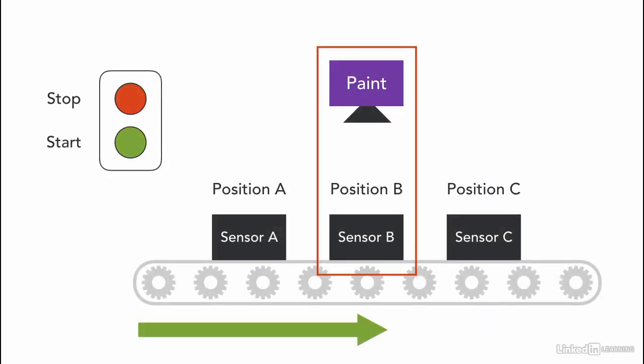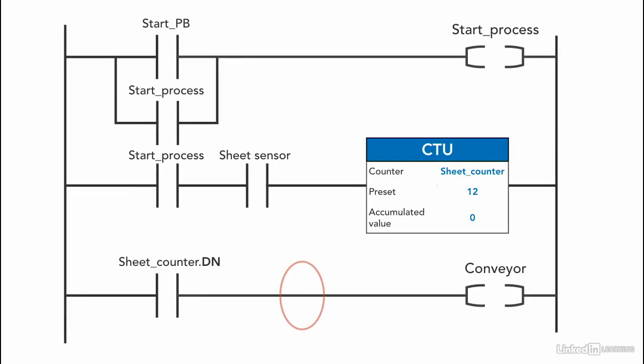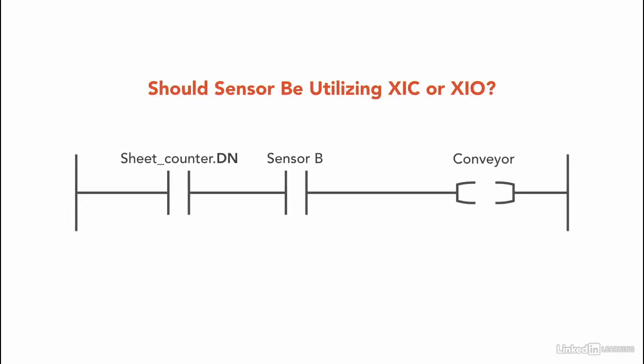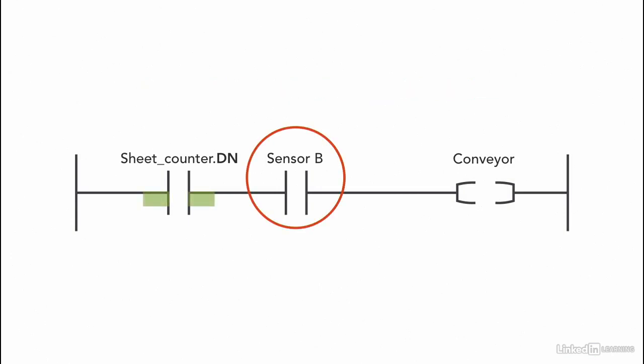Then, to make the conveyor stop when reaching position B, which is sensor B, we need to add a condition in that specific rung to keep the conveyor on, but stop only when reaching sensor B. So now let's think about using an XIC or XIO instruction for sensor B. If we use XIC, then the rung will look this way.